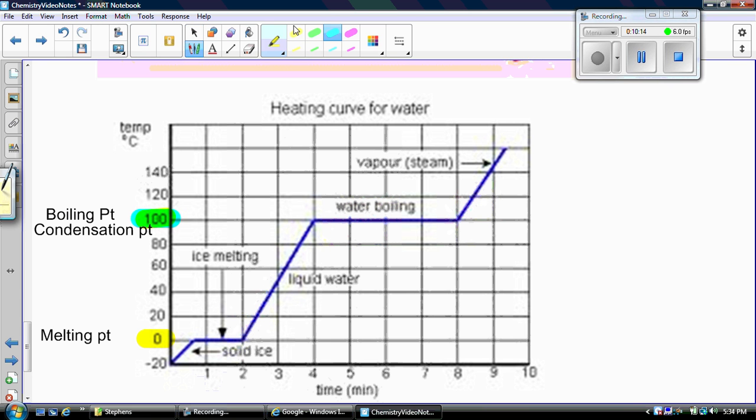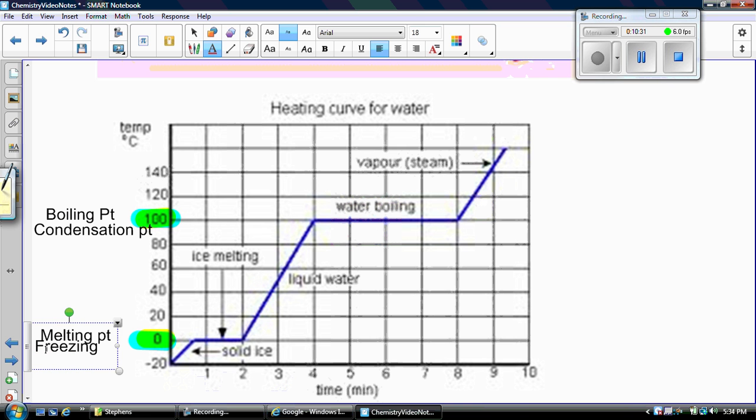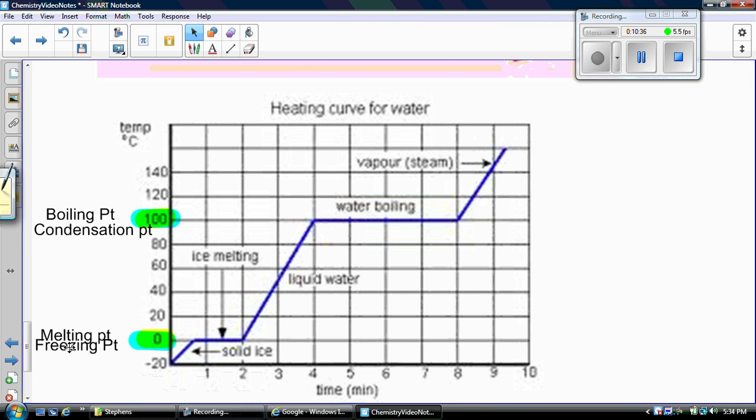Then if we keep taking away kinetic energy at 0 degrees, liquid water is going to start turning into a solid. That's called the freezing point. So 0 degrees Celsius is the melting and freezing point of water. It's going to depend on whether you are taking away. If we're taking away kinetic energy, then 0 degrees is the freezing point. If we're adding kinetic energy, then 0 degrees is the melting point.